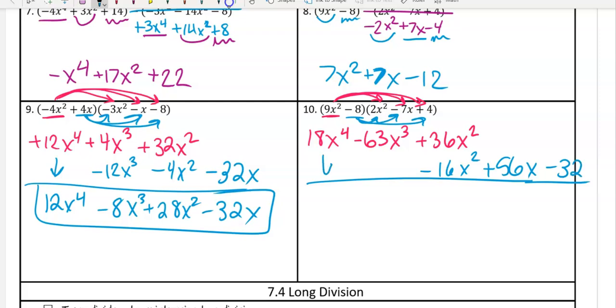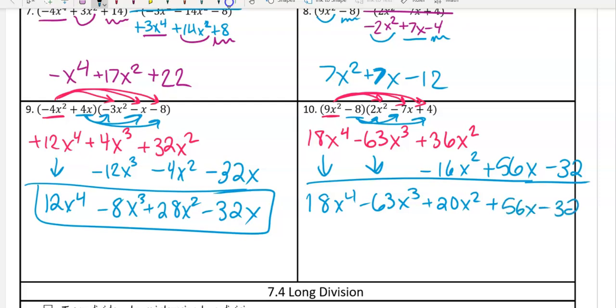Now we can combine our like terms. These two first terms have nothing to combine with, so they come straight down. Now we have 36 minus 16, which is a positive 20x squared. And same thing with these two. Nothing to combine with, so they just come straight down. Woohoo! All right.